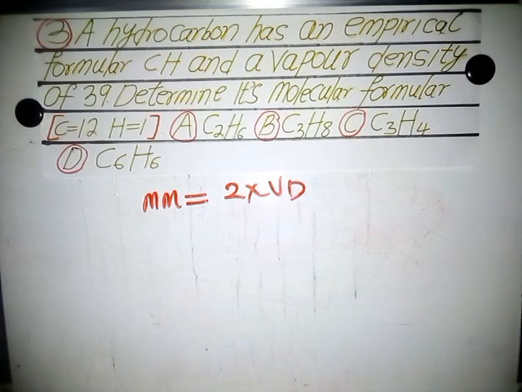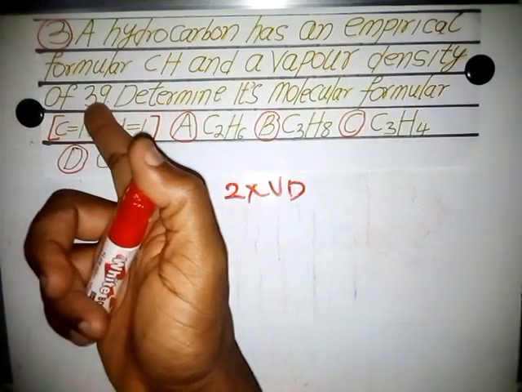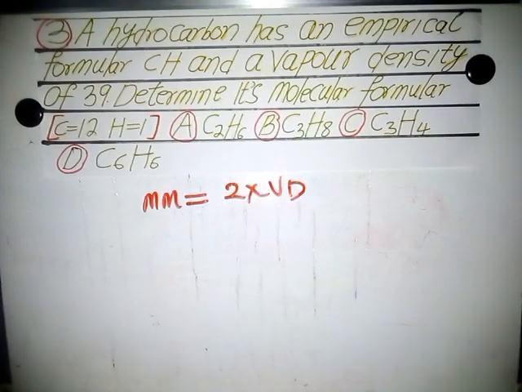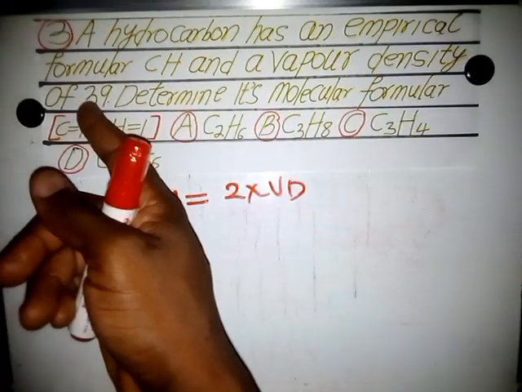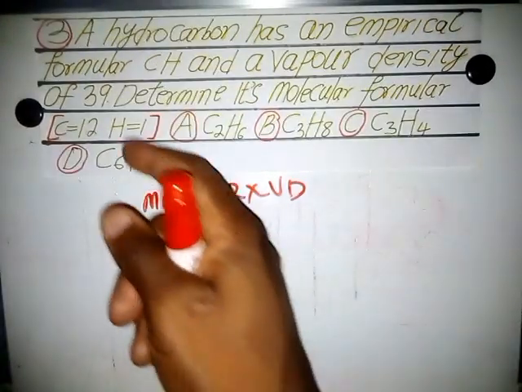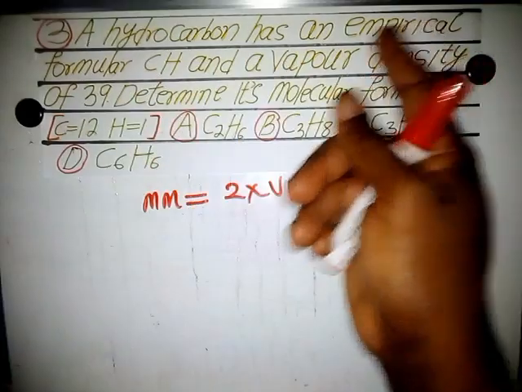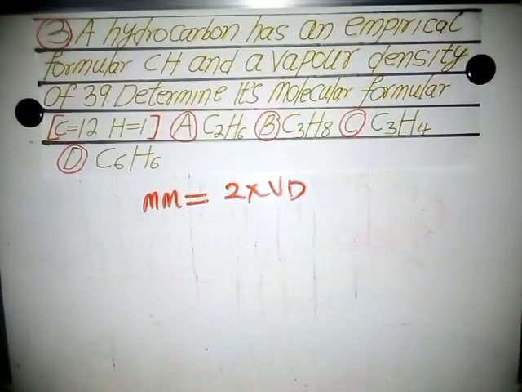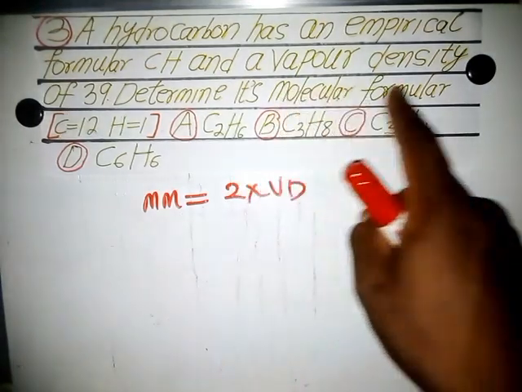So the vapor density in the question is 39. Depending on what you are given in the question will determine the format you're going to use. You see these first two questions are different from this one, depending on what you are given. We are given vapor density here as 39. We are given the empirical formula as CH. We have to calculate the molar mass, because it's from the molar mass we will calculate N. I will now calculate the molecular formula.